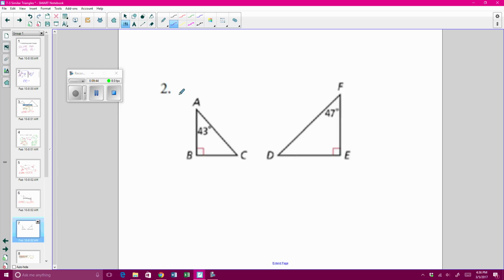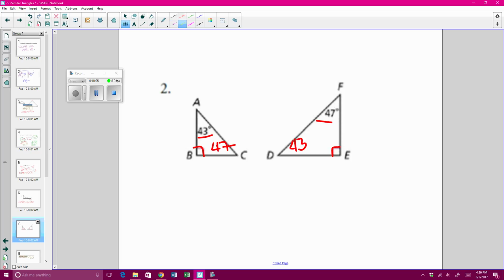Don't get confused with this one. It is a triangle where you have at least one set of congruent corresponding angles. The problem is that this says 43 and this one says 47, but if you take away 43 and 90 from 180, you will see that this angle actually winds up being 47, and this one actually equals 43.